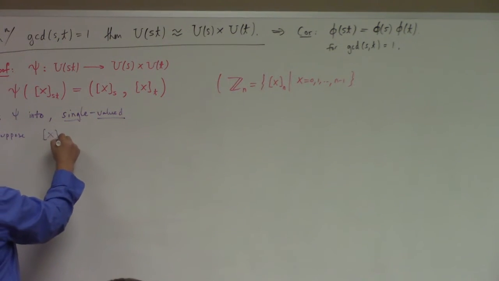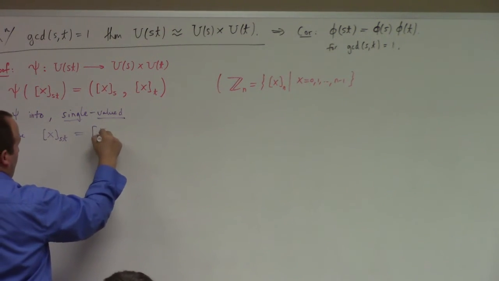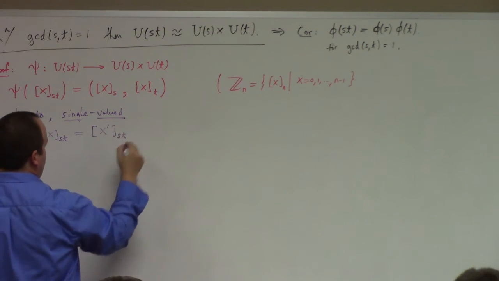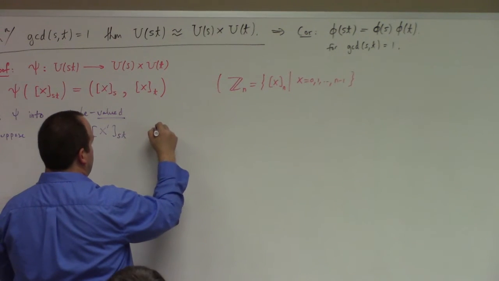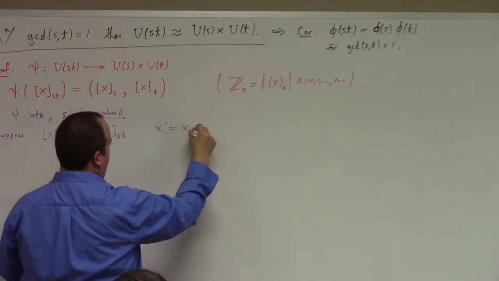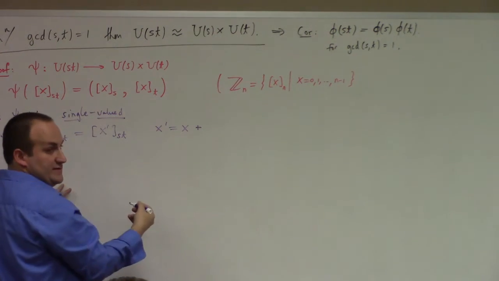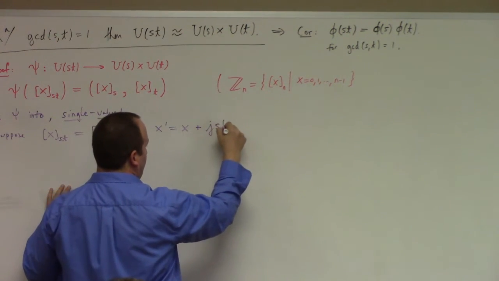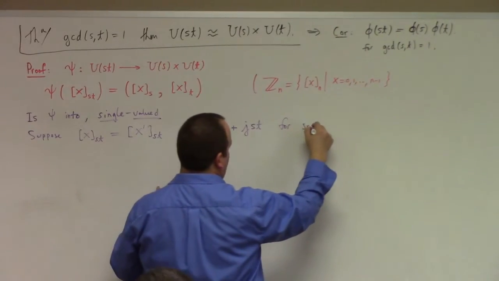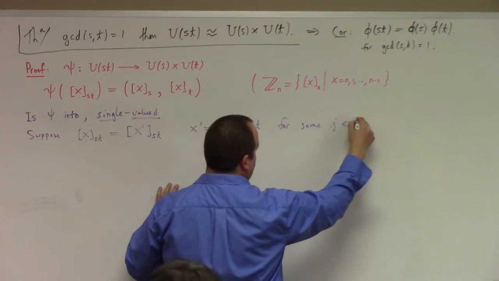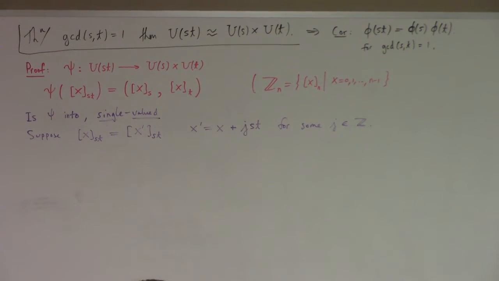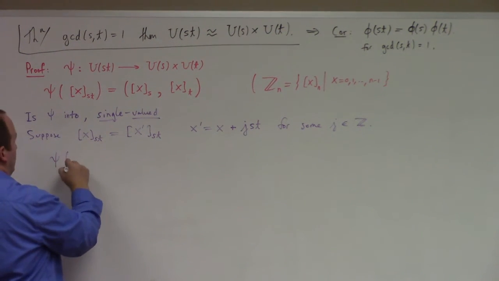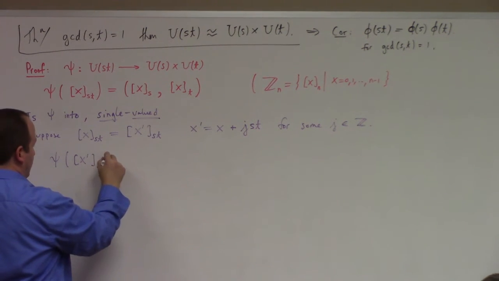that you have x mod st equals, say, x prime mod st. What would that mean? What's the relation between x and x prime then? Some multiple of st, right? So x prime equals x plus, let's say, jst. That's what it means, right? For these equivalence classes to be the same, it means that they differ by some multiple of the modulus, in this case st. And so if we look at psi of x prime mod st, what's that look like?